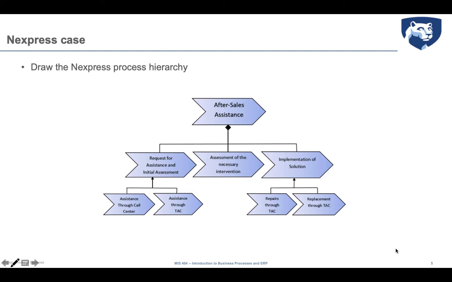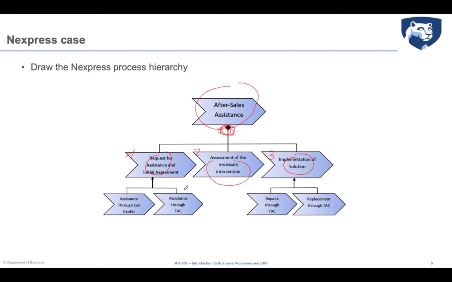According to the information provided in the text, the object of the analysis is the after sales assistance process, which is composed, this is the notation to say this process is composed, of 3 sub-processes. One is the request for assistance and initial assessment. The second one is the assessment of the necessary intervention. And the third one is the implementation of the solution. So these are the 3 main sub-processes that compose the after-sale assistance macro process.